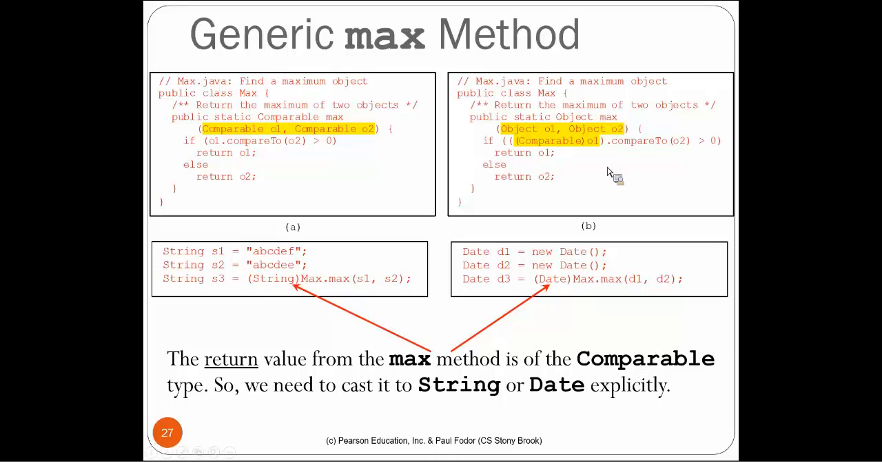An alternative implementation of the max method takes two Objects, o1 and o2, and before it calls the method compareTo, it casts the object o1 to the Comparable interface. Again, this will only work if the object o1 actually implements the Comparable interface. Most classes in Java do implement it, and we should always implement it, even in our own classes.